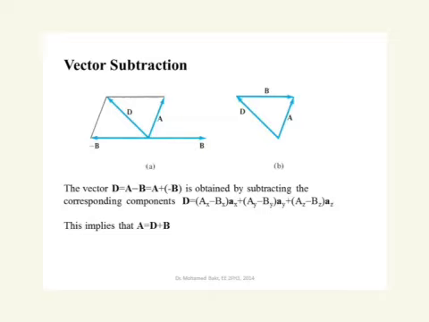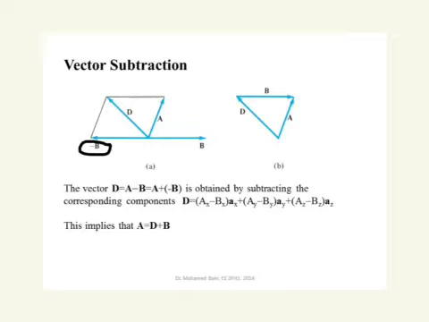One other operation that we have to consider for vectors is vector subtraction. If we want to subtract a vector B from a vector A, as shown here on the left, this is equivalent to adding A to minus B. The vector minus B is simply another vector. It has the same magnitude as B, but it is pointing in the opposite direction. It is a reflection of the vector B.